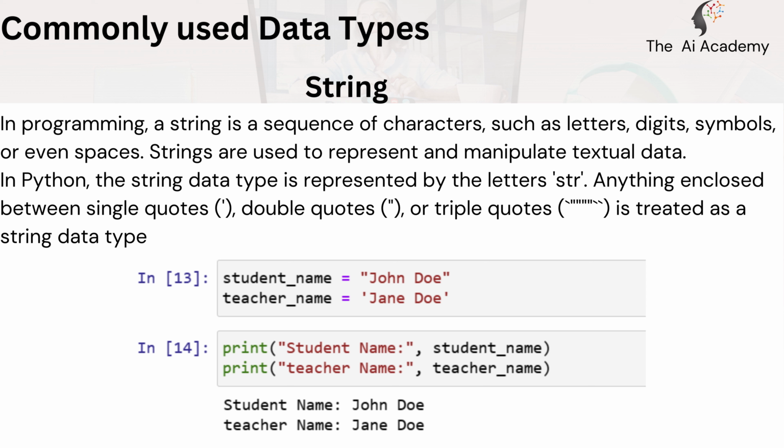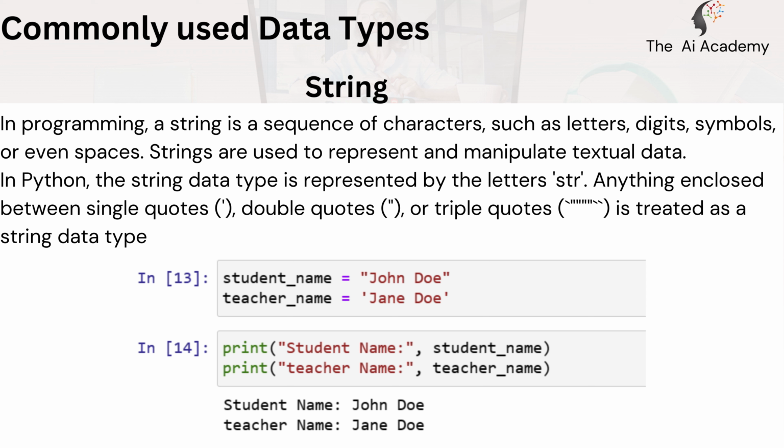Let's break down the example. student_name = "John Doe". In this line, we are creating a variable and assigning it the value John Doe. The value John Doe is enclosed within double quotes, so Python treats it as a string data type. After this assignment, the variable holds the string value John Doe.